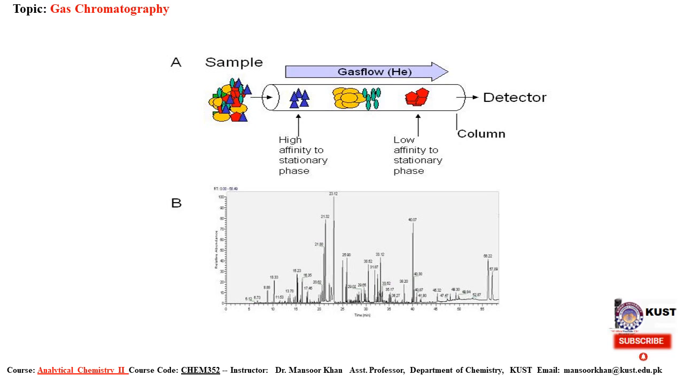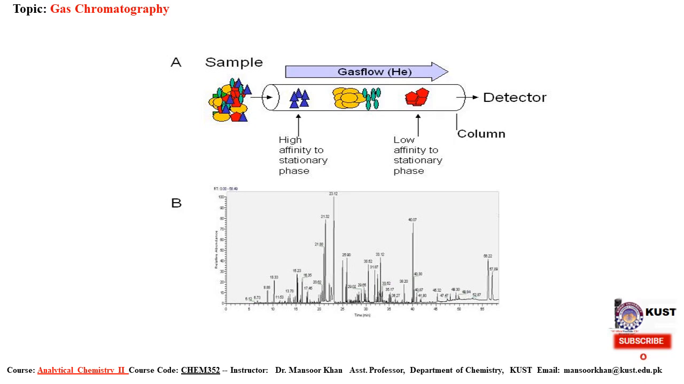Now, the sample consists of different components. Here, the various components of the sample are represented by red, green, yellow and blue. So these colors show different components of the sample. A.